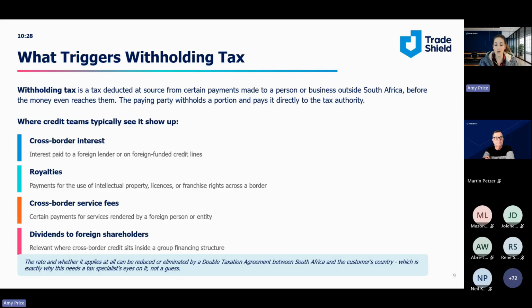So what triggers withholding tax? Not every invoice is liable for withholding tax. And so let's talk about what it is. Okay, so this is a tax that gets deducted at the source, meaning before the money even reaches the foreign party from certain payments made from someone outside of South Africa. Wherever it is making payment, they withhold a slice of it and pay that portion straight to the tax authority rather than it going through a normal invoice and pay transaction process.